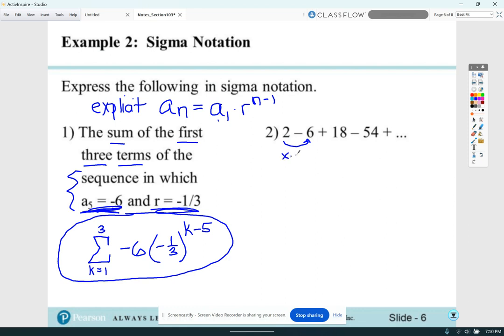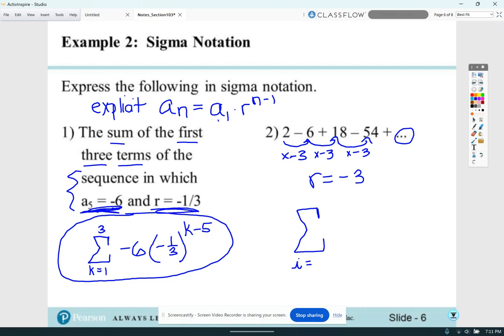I could multiply by -3. To go from -6 to 18, I could also multiply by -3. To go from 18 to -54, I can multiply by -3. So this is something that's geometric. It's infinite because it goes on forever. The common ratio there being -3. So if I want to write that in sigma notation, and again, you can use any letter you want, I'll just use I because I know some people like to use I instead of K.